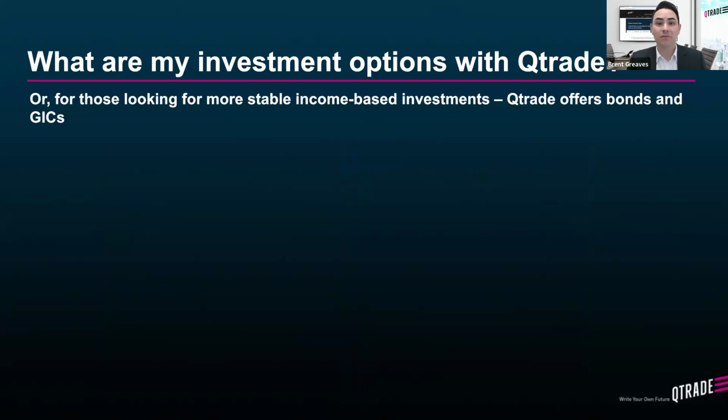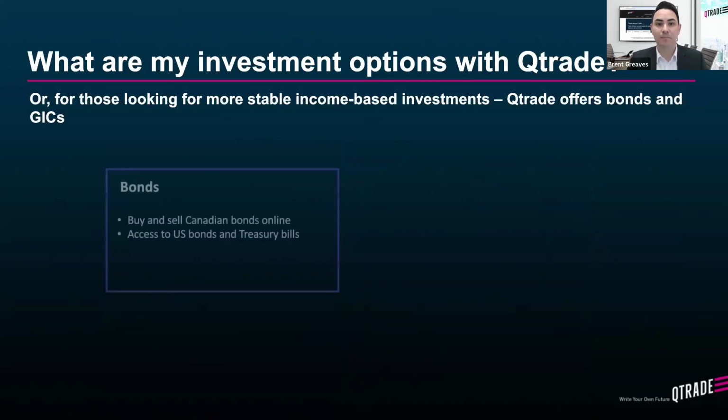And for those looking for more stable investment options, Qtrade also offers bonds and GICs. Bonds are debt instruments that are issued by companies or governments that pay you a predetermined interest rate. Through Qtrade, you can buy or sell Canadian company or government bonds online through Qtrade's bond trading portal. Or if you want to purchase US bonds, you can do so by contacting Qtrade's trading team.